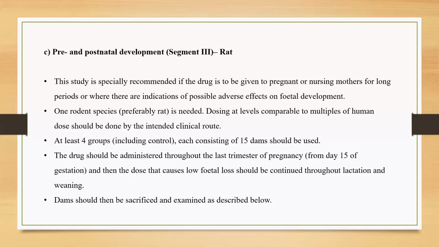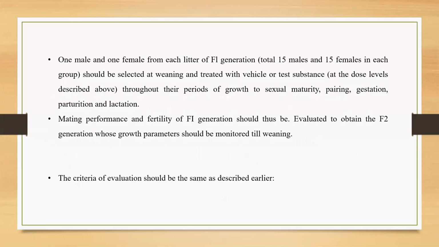The drug should be administered throughout the last trimester of the pregnancy, from the 15th day of the gestation period, and then the dose that causes low fetal loss should be continued throughout the lactation and weaning period. The dams should then be sacrificed and examined as described below. That is, after the study, after the stoppage of the gestation period, the pregnant female rats should be sacrificed, and the following should be studied.